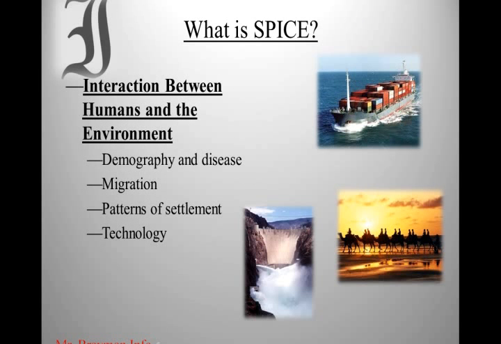The I stands for interaction between humans and the environment. So these are things like demographic patterns. Where are the large concentrations of people? Migration: where did people move from? Where did they move to? Patterns of settlement: are people organized into cities or villages? And then technology: how do people use things like dams to interact? If you've taken a good geography course, you probably recognize this I from the five themes of geography.